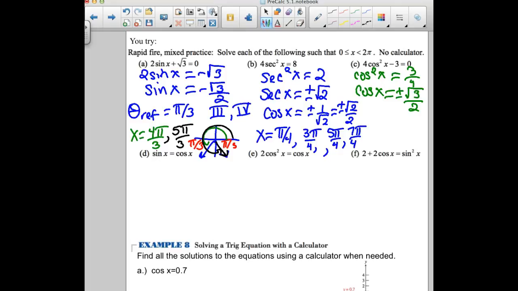So cosine of x is positive or negative square root of 3 over 2, which is all of our 30-degree or pi over 6 angles. So in quadrant 1, we would be at pi over 6. In quadrant 2, we are at 5 pi over 6. In quadrant 3, 7 pi over 6. And in quadrant 4, 11 pi over 6. Those all have reference angles of pi over 6.